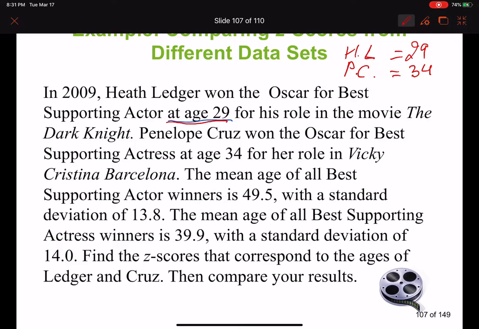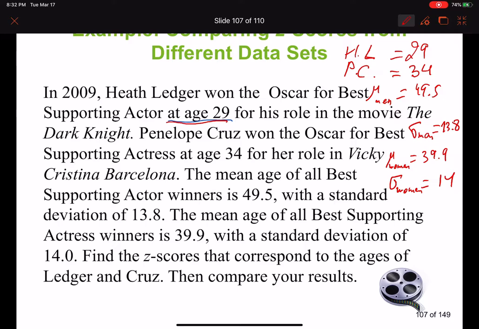The mean age, the average age of the Best Supporting Actor winners is 49.5, with standard deviation sigma for men of 13.8. The mean age for Best Supporting Actress winners, women, is 39.9, with standard deviation 14. Find the z-scores that correspond to the ages of Ledger and Cruz.